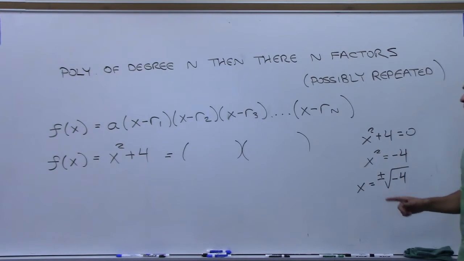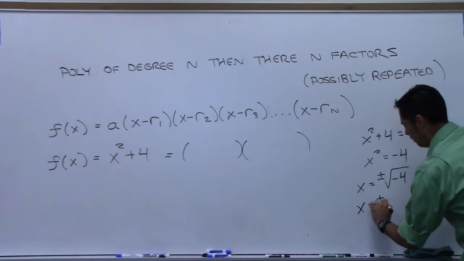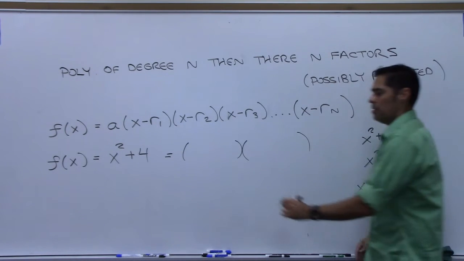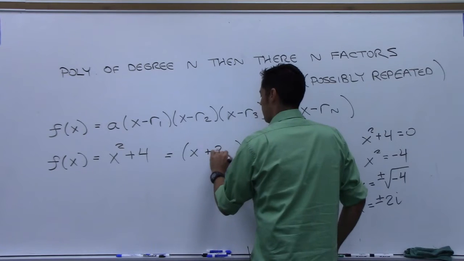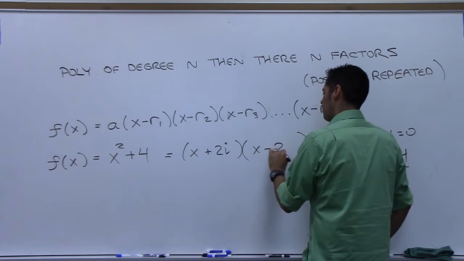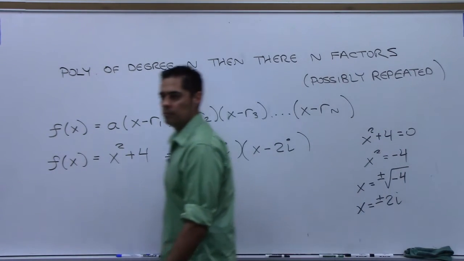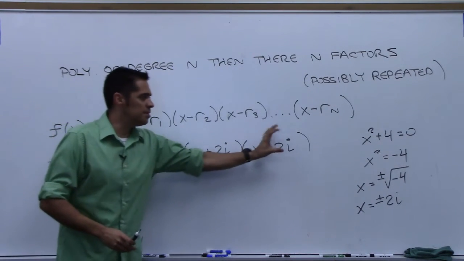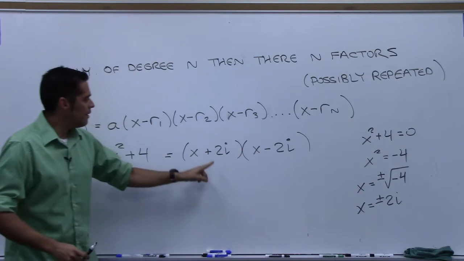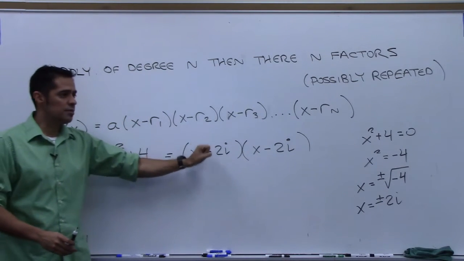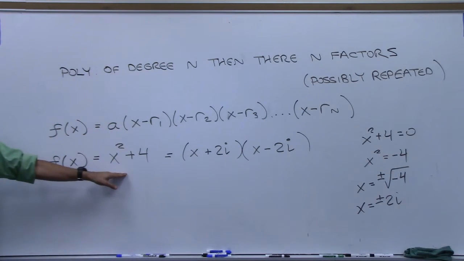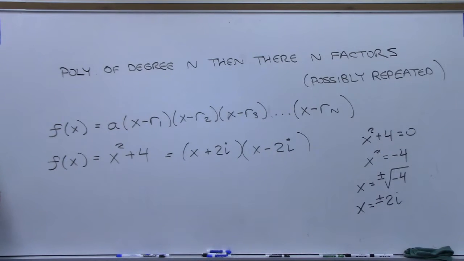So that means when I plug in 2i, I should get a 0. And when I plug in negative 2i, I should get a 0. So I'm going to do this and this. Do you agree that if I replace x with 2i, this is 0? Yes? If I replace x with negative 2i, this one is 0. Do you believe that these two multiply to be this? Has to. Let's see. We'll check it.